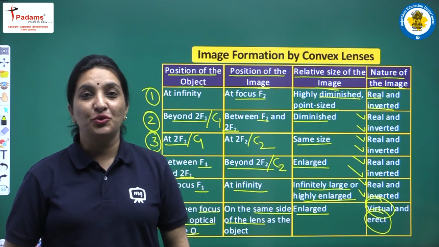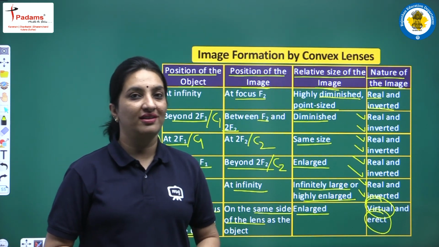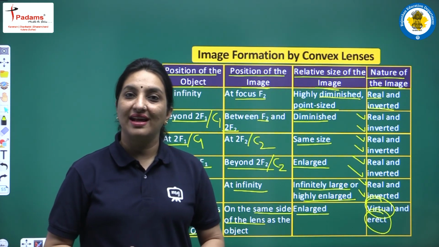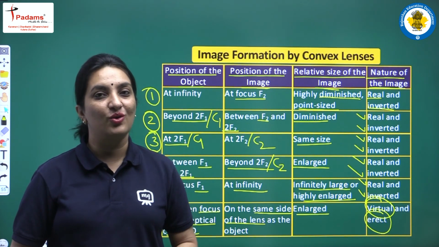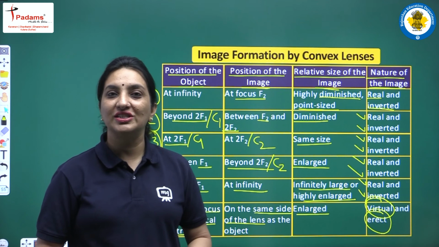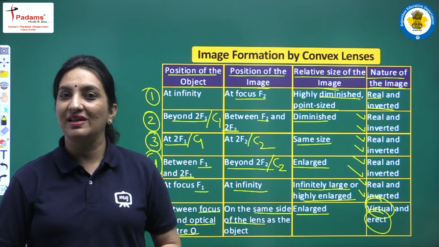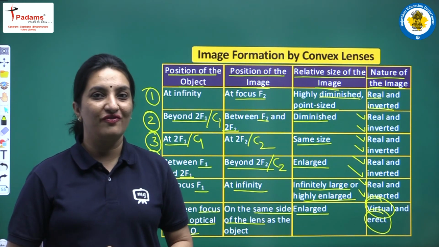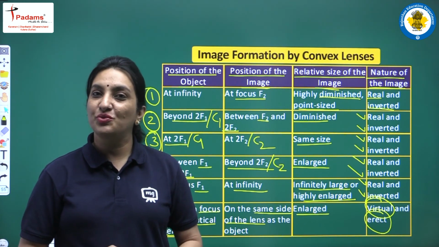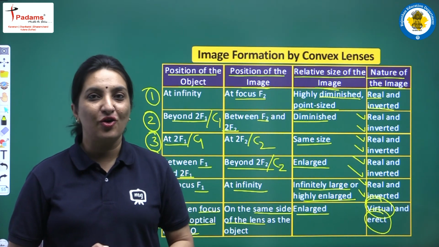So students, today we learnt about what spherical lenses are, what are the types of spherical lenses, that is concave lenses and convex lenses. Then we learnt why are they known as converging or diverging lens. Then we learnt how images are formed in case of convex lenses. In our next video, we will learn how image is formed in case of concave lenses.